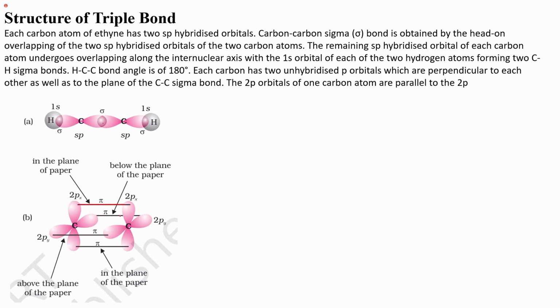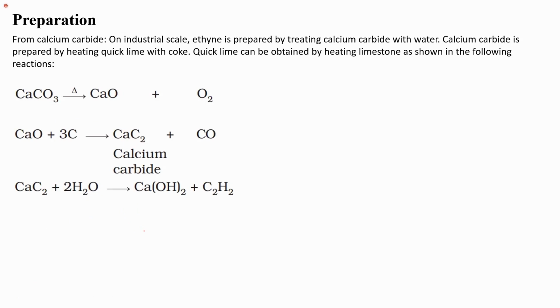One is the parallel overlap here, where bonding is possible. And the other parallel overlap is this one. So there is one above the plane of the paper and one in the plane of the paper. So you can see 2 pi bonds. So in the triple bond there will be 2 pi bonds and 1 sigma bond, because a triple bond is present there.